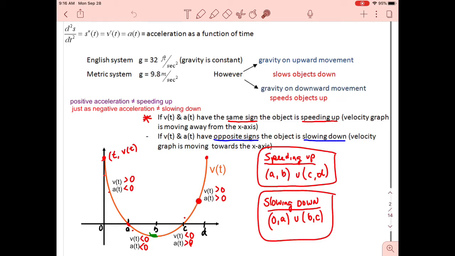Again, velocity positive, acceleration positive, slopes are positive. Even before you learned any of this, you could easily see here's a velocity of maybe 1, then 2, then 3, then 4, then 5. It's getting bigger, so its speed is increasing. So again, it's speeding up from A to B and from C to D. It's slowing down from 0 to A, and it's also slowing down from B to C.